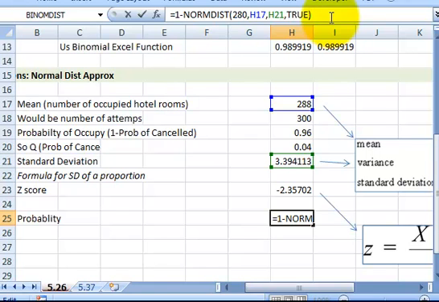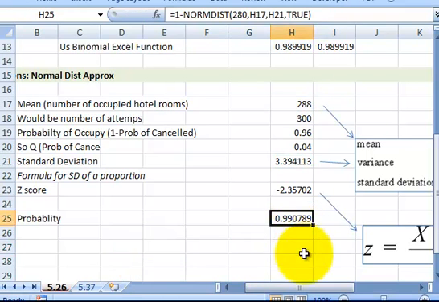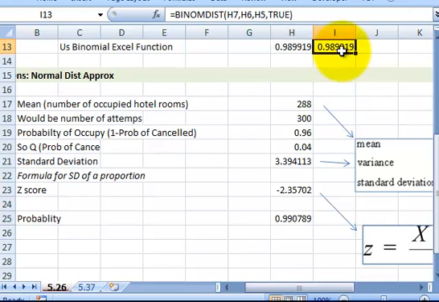So it's 1 minus the normal distribution of getting 280 given what our mean is and our standard deviation is. And again, we're going to say true because we want it to be cumulative. And that'll give us the probability of 280 or more. And you can see it's 0.9907 versus 0.9899. A little bit different, but very close.